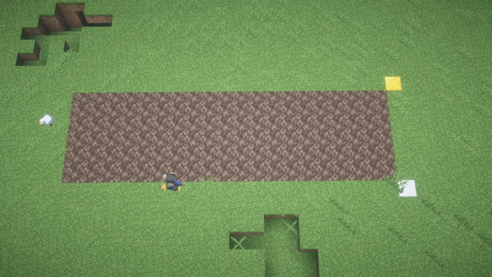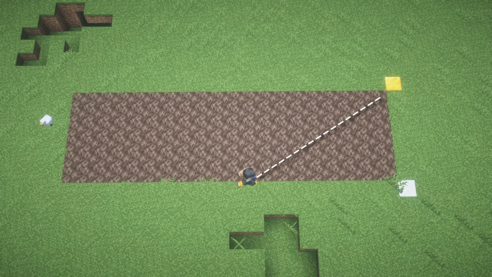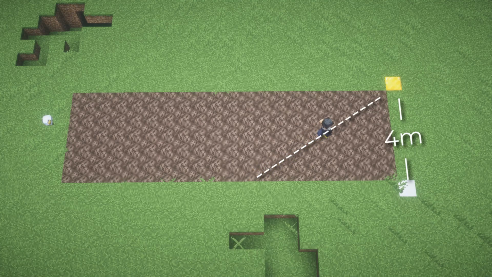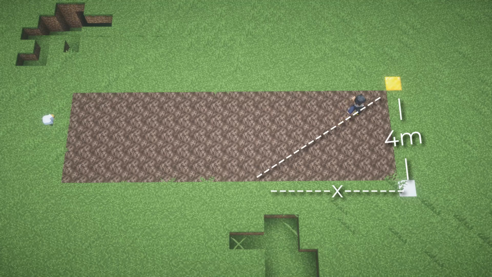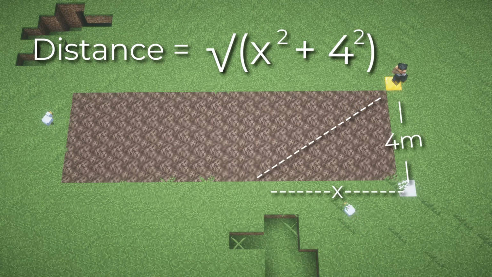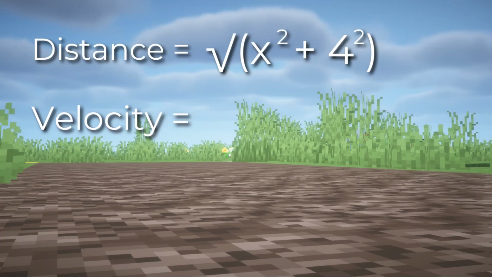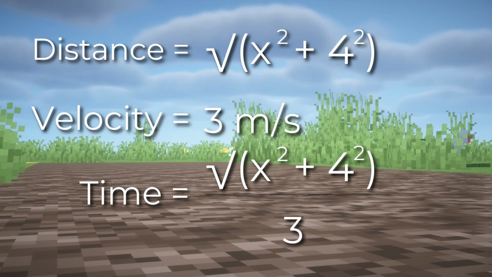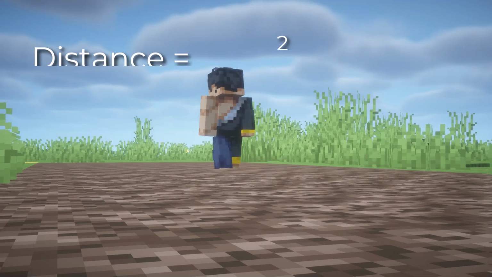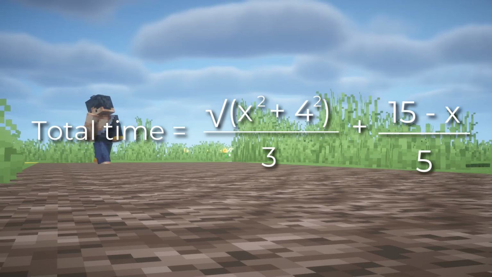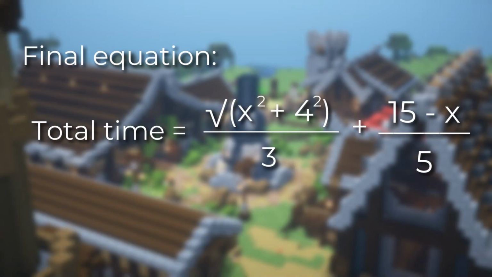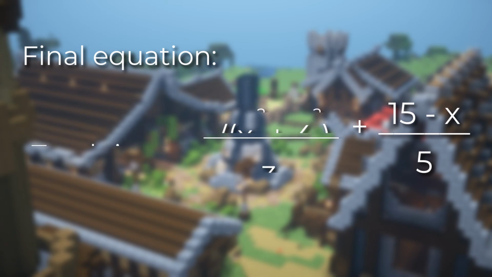Once I enter the soul sand, my path will be the hypotenuse of a right angled triangle. The width side will always be 4 meters, and the length side will be x. This results in our soul sand distance being the square root of x squared plus 4 squared. Now we divide this by the velocity, 3 meters per second, to get the time we spend in the soul sand. With these 2 terms, we add them up to get the total time spent. Now this is our final equation, and this marks the end of the first step and we get into the actual optimization.